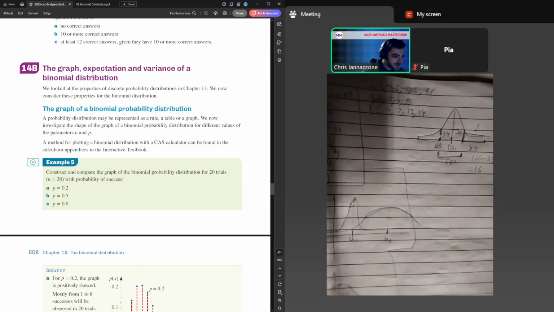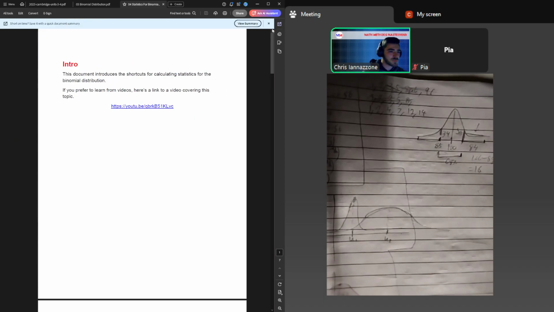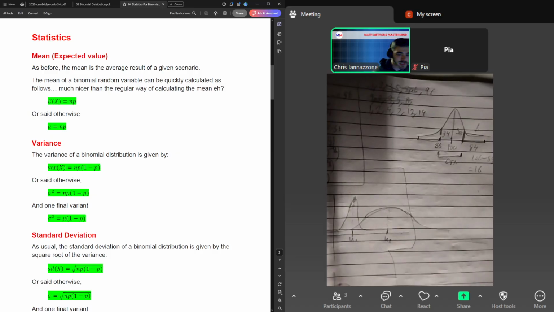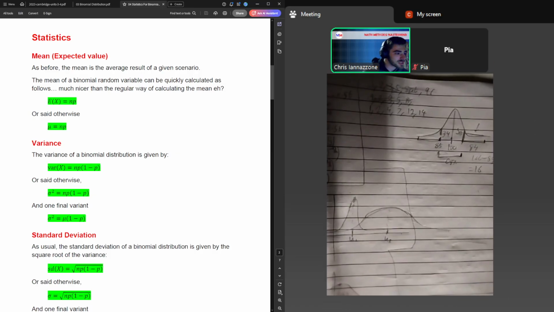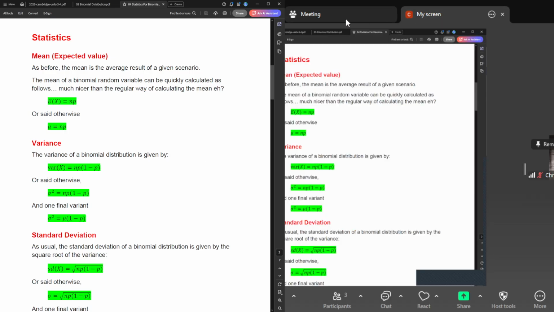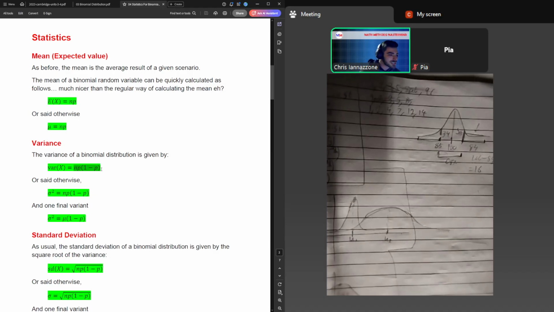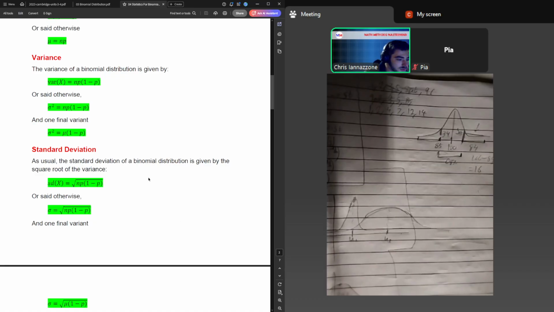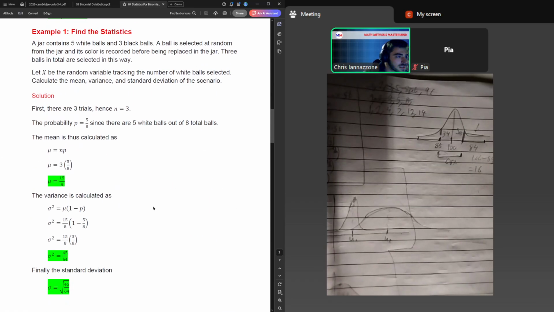Discrete binomial statistics. Binomial statistics are actually pretty easy to calculate, a lot easier than doing the discrete versions anyway. You just need to know n and p from what we discussed earlier, and that's used for calculating all of them. Your mean is n times p, your variance is np(1 minus p), and your standard deviation is the square root of that, as always.